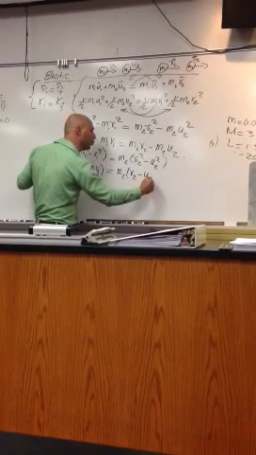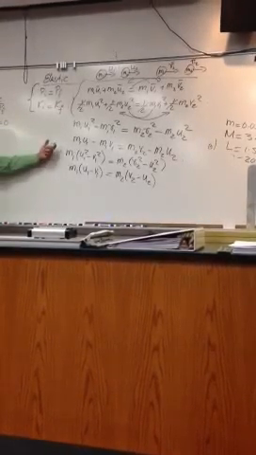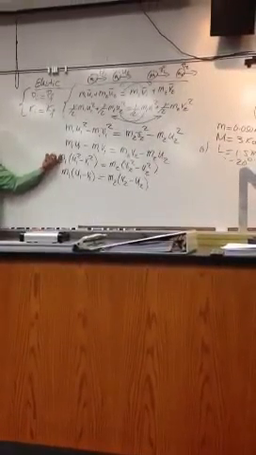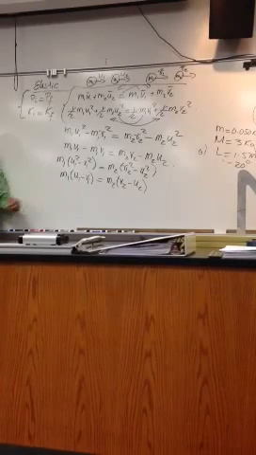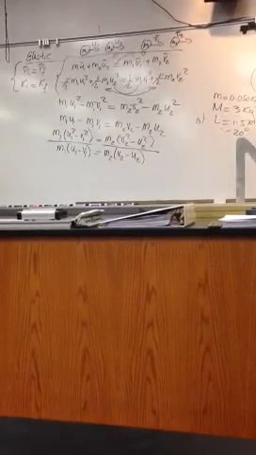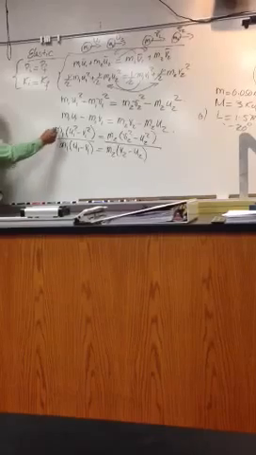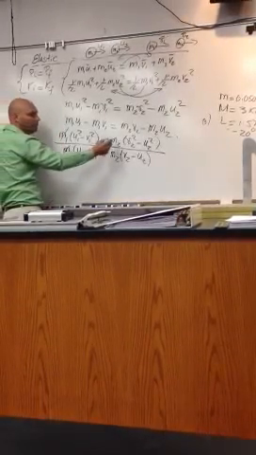V2 minus U2. Now I will divide the first equation by the second equation, this equation by this equation. So if I divide, I have to divide both sides. What will happen to M1 and M2?